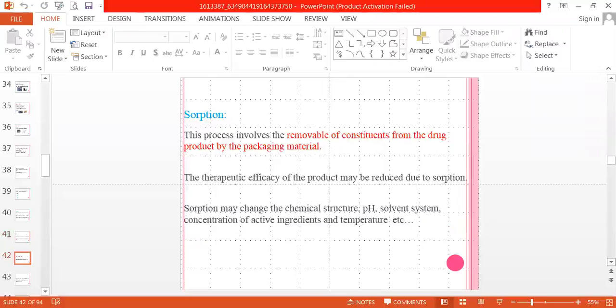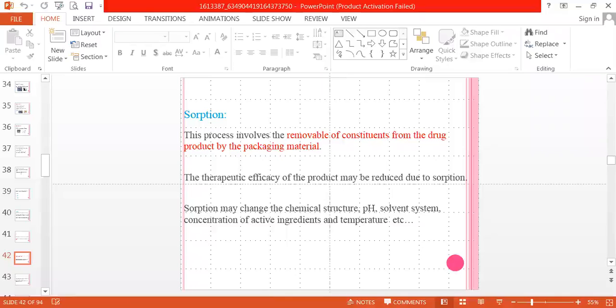Then sorption. Sorption involves the removal of constituents from the drug product by the packaging material. Or simply we can say your container will take some amount of your product inside the container, or your product will be absorbed inside your container. That is called sorption. Here it is a little bit vice versa. Leaching means some amount of container is taken by your product, and sorption means some amount of product is taken by your container. So this is called sorption.